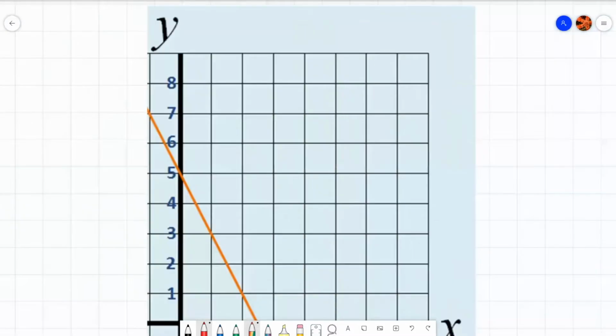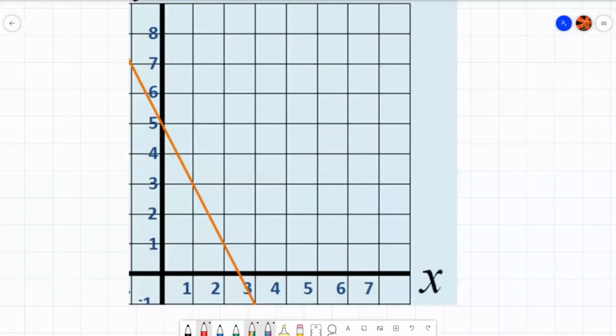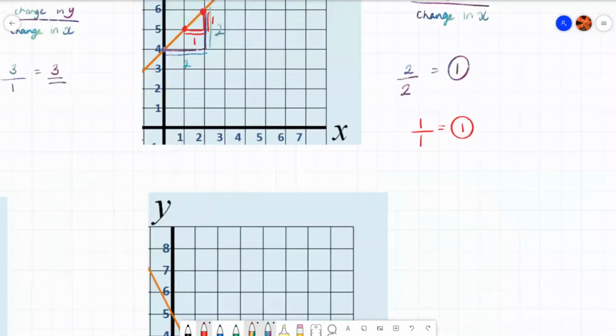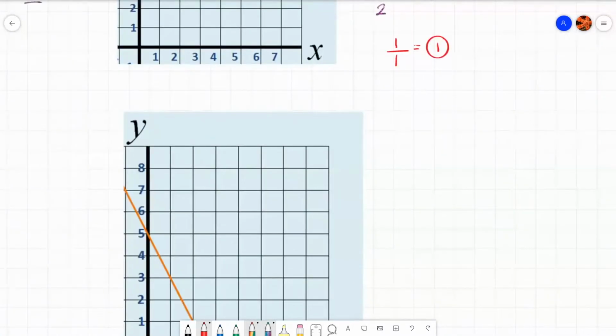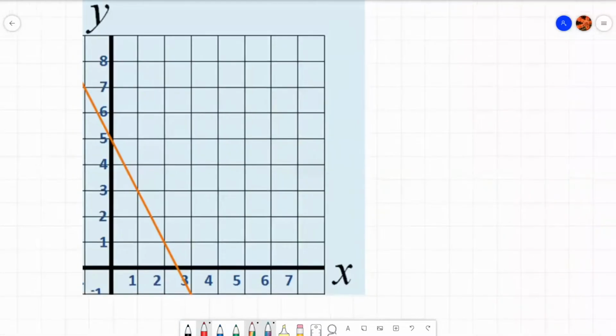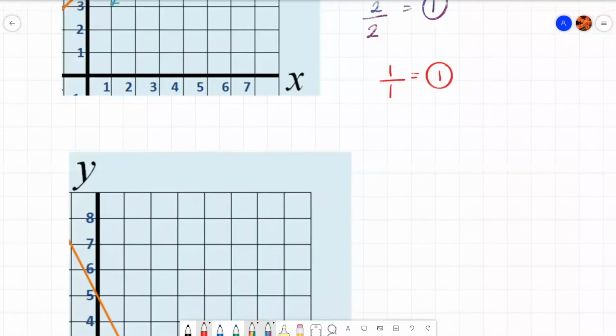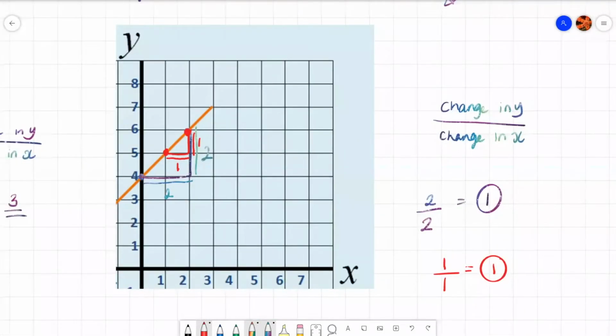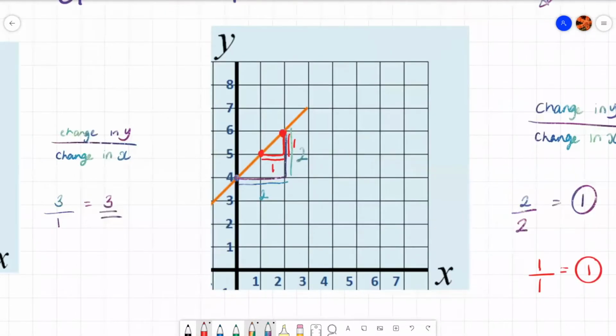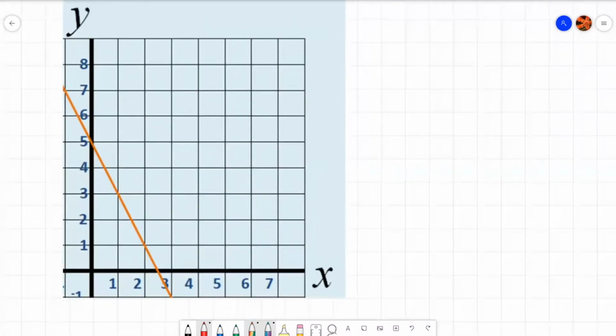Let's look at this one now. You can automatically see that it's different to that line there because it's the opposite direction. This line is going downwards, downhill, so that means it's going to have a negative gradient. Whereas in the previous two examples, the lines were going upwards, so they are positive. That's why that's +1 and that's +3. This time our gradient is going to be negative. You do exactly the same thing: change in y divided by change in x.